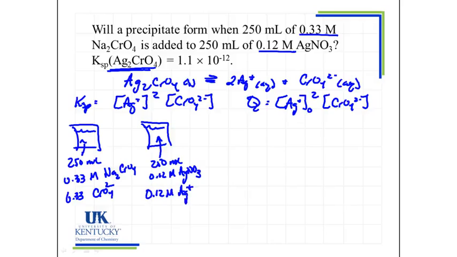And then we're going to take those two and we are going to mix them together. So we're going to pour them into a larger beaker, and there's going to be in this beaker 500 milliliters of solution.